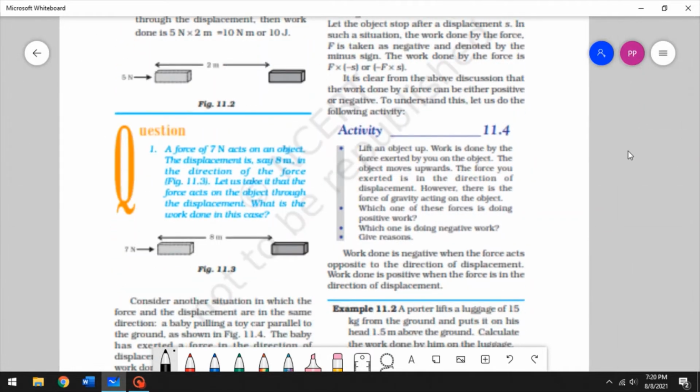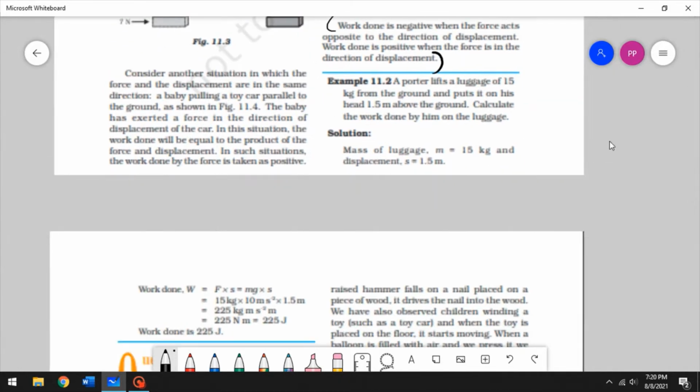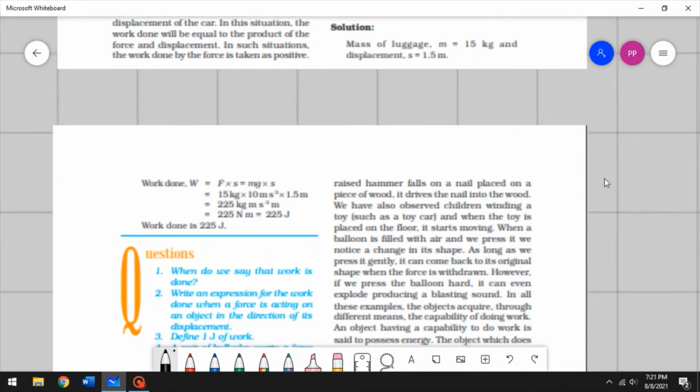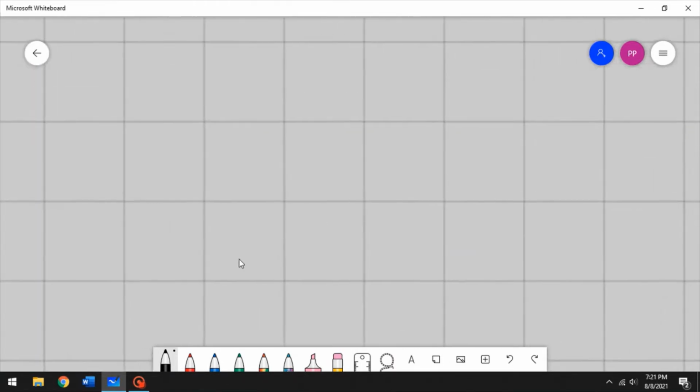Alright, in the third situation... To summarize the two situations in one statement each: work done is negative when the force acts opposite to the direction of displacement. The second one would be work done is positive when the force is in the direction of displacement. And then we have a third situation that has not been mentioned here as far as I can see. So I'm going to take you to a plain screen and I'll explain the three situations.